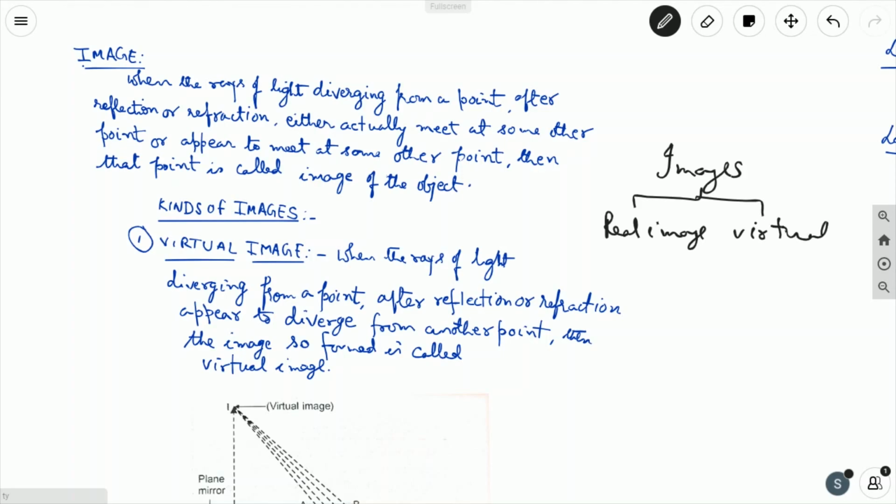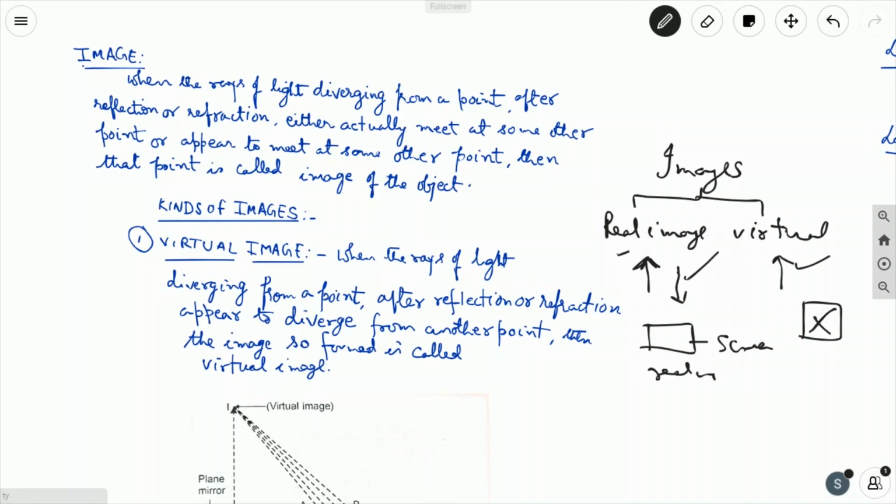See, a real image is always inverted. Suppose there is a tree, the real image of the tree will be inverted. And a virtual image is erect. A real image can be received on a screen, so on a screen we can see the real image, and a virtual image cannot be received on a screen. These are the two basic differences between real and virtual images. Real image is inverted and virtual image is erect.